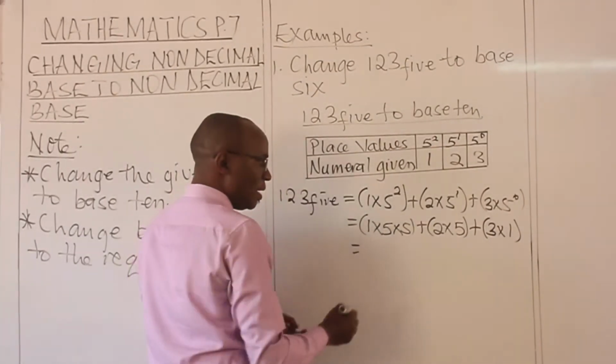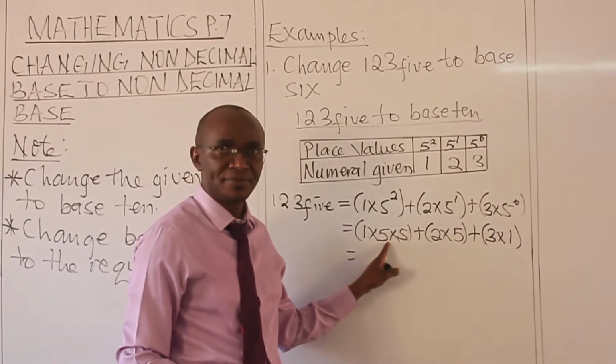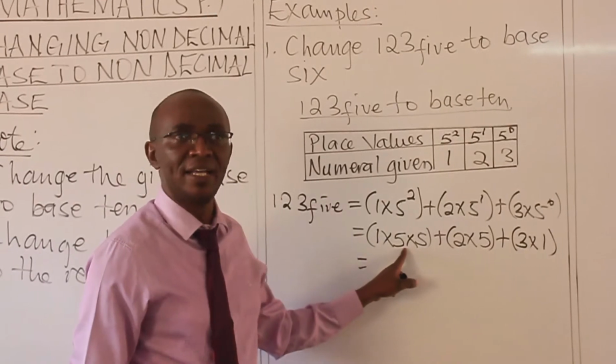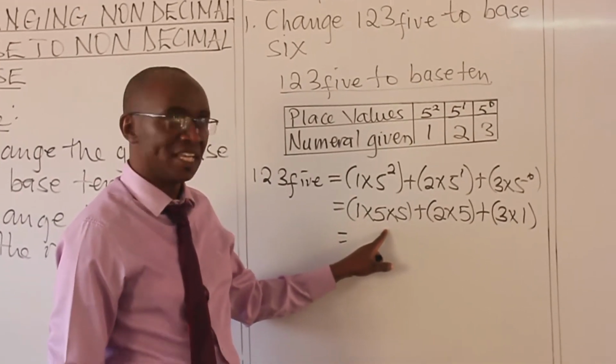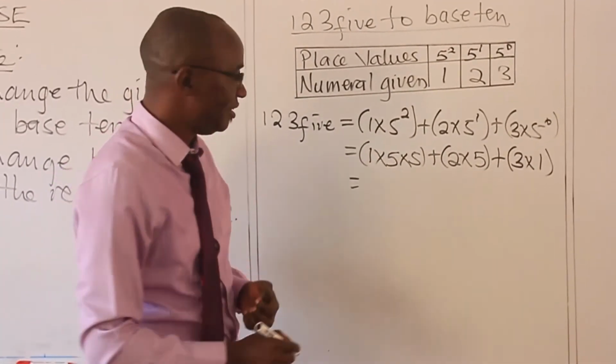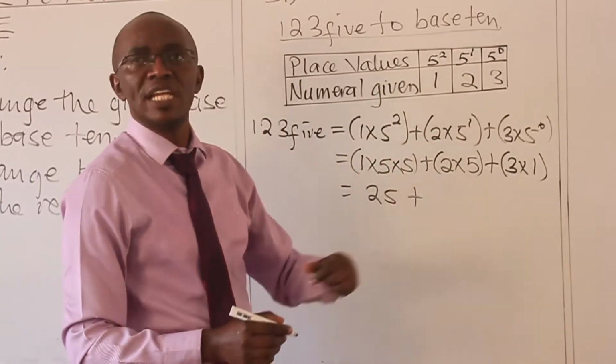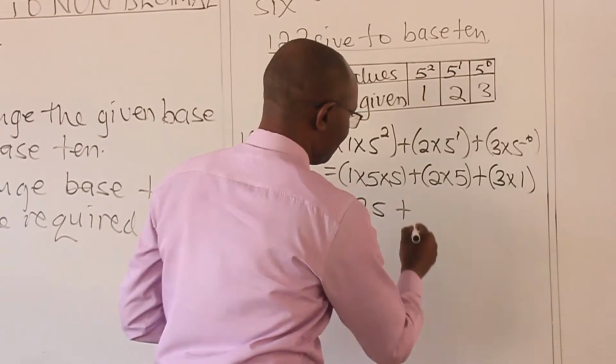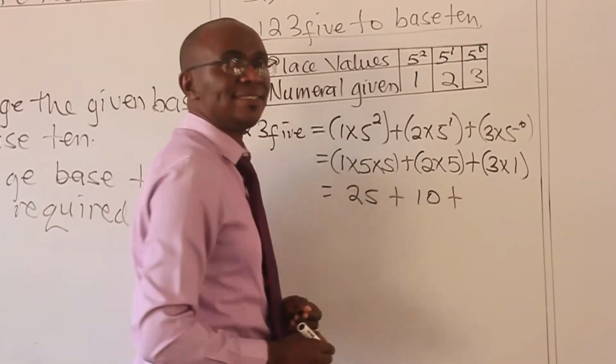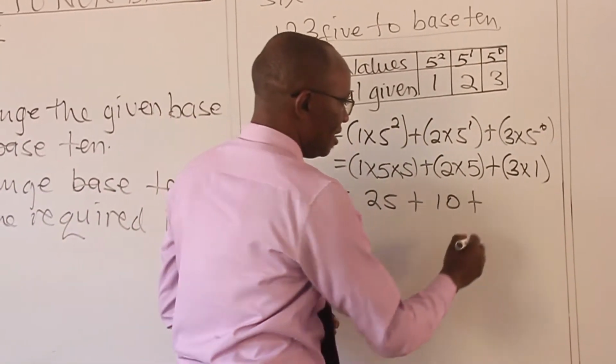So now we multiply. 1 times 5. Please, we must do this together. 1 times 5 is 5. 5 times 5 is 25. So that is 25 plus 2 times 5, 10. And lastly, 3 times 1 is 3.